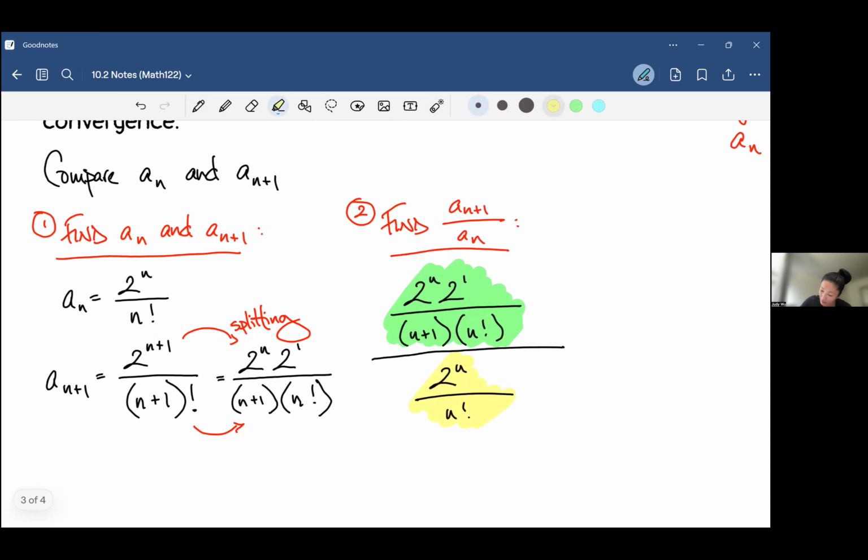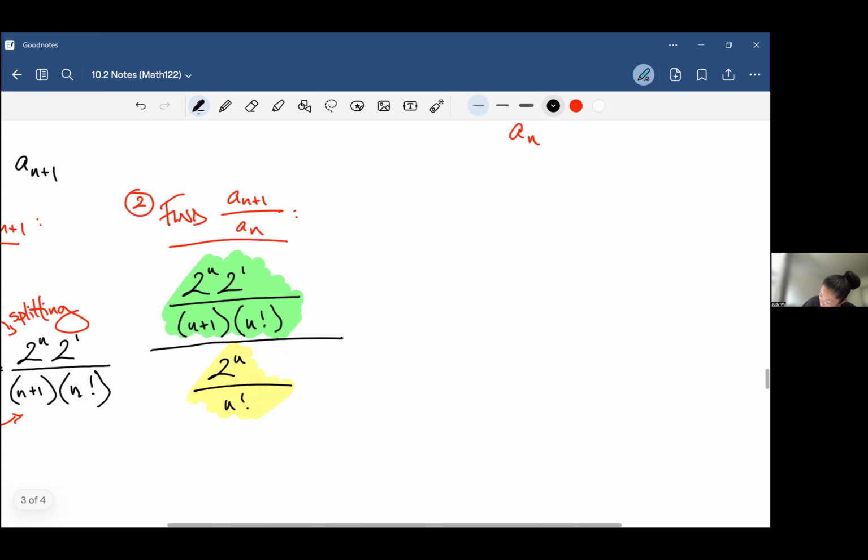This is my a sub n. Okay, so I'm finding them, and now I'm putting them into this massive fraction. Now, some of us are probably already feeling a little worried, but remember, when you're dividing by a fraction, you keep the first fraction, you turn the division into multiplication, and then you flip the second fraction, okay? And what that allows us to write is this: 2 to the n times 2 to the 1 over n plus 1 to the n factorial, okay?